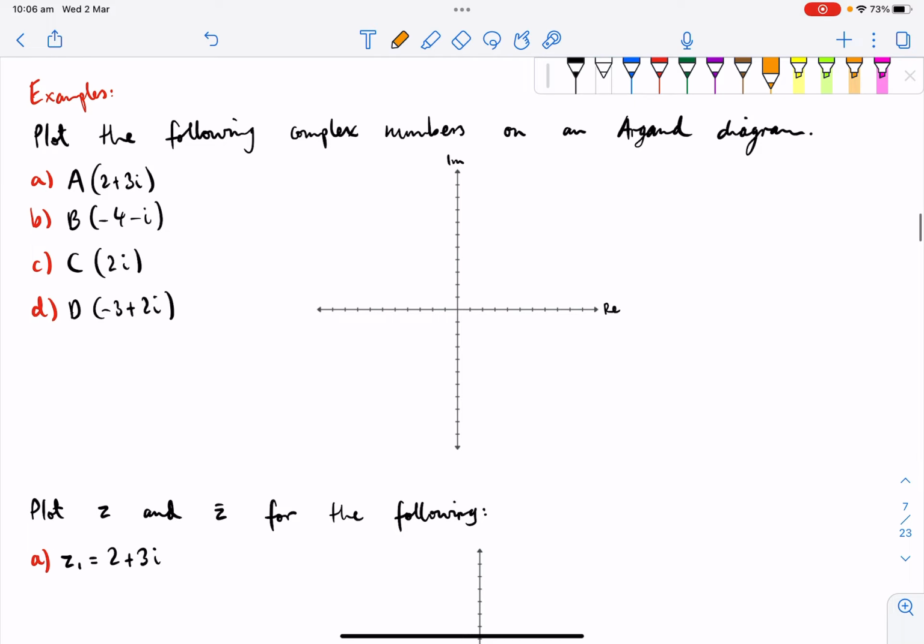Okay, so we've got here, plot the following complex numbers on an Argand diagram. We have all these points. What I'm going to do, because there's so many dots on this, I'm just going to do every second one as a number. We don't need too many.